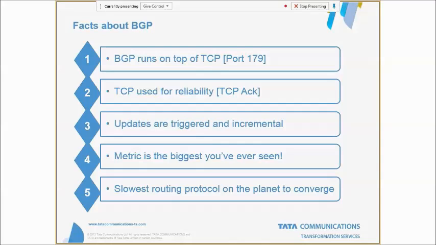The last one is slowest routing protocol. Believe it or not, it's the slowest routing protocol in our universe. So any guesses? Again, why do we require the slowest routing protocol? Just give it a try, please. It can be interactive. A lot of metrics are there. Okay. So for everything we need some time to converge. Yeah, that's exactly the answer.